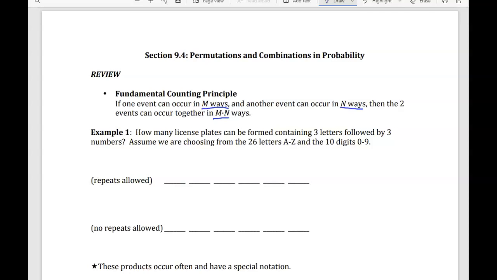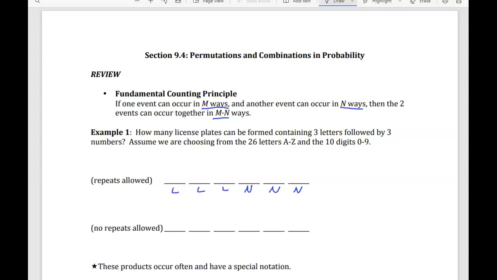So let's look at this example 1. How many license plates can be formed containing 3 letters followed by 3 numbers? So we want letter, letter, letter, number, number, number. Assume we are choosing from 26 letters, A through Z, and 10 digits, 0 through 9.